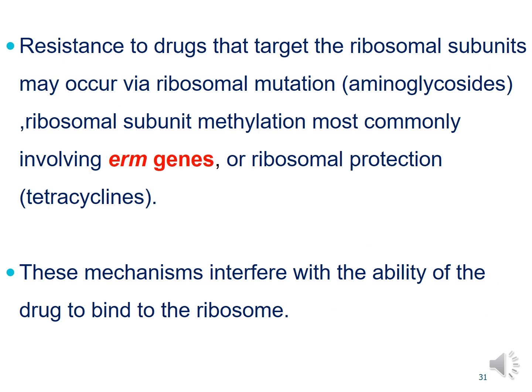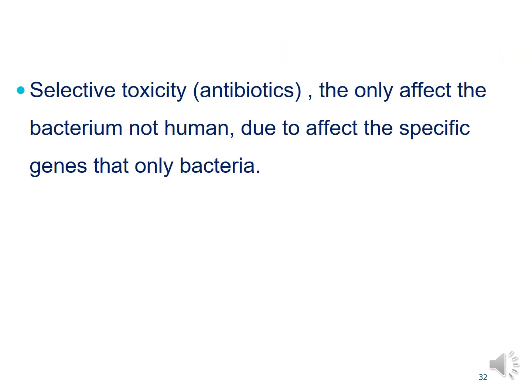Resistance to drugs that target the ribosomal subunits may occur through ribosomal mutations. For example, in aminoglycosides, ribosomal subunit methylation, most commonly involving erm genes, or ribosomal protection for tetracyclines. These mechanisms interfere with the ability of the drug to bind to the ribosome. Selective toxicity means antibiotics affect only the bacterium, not humans, due to specific genes that are present only in the bacterium.